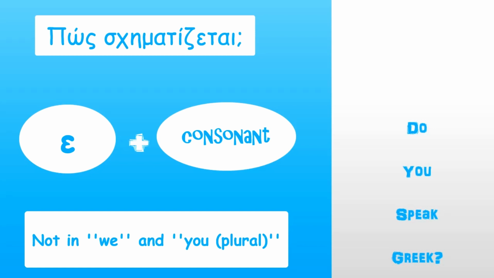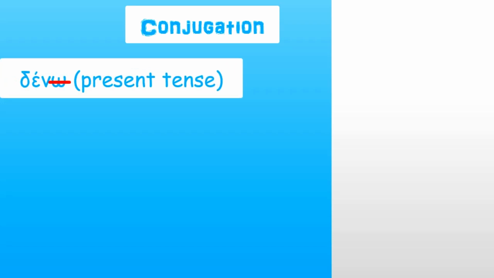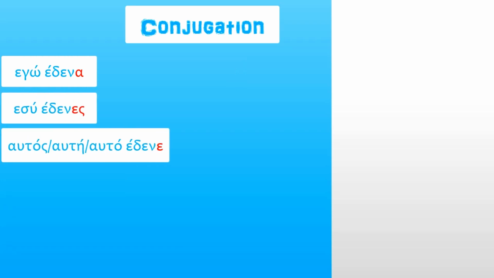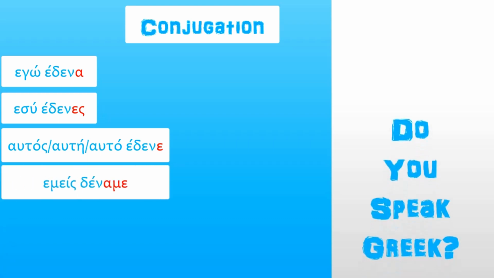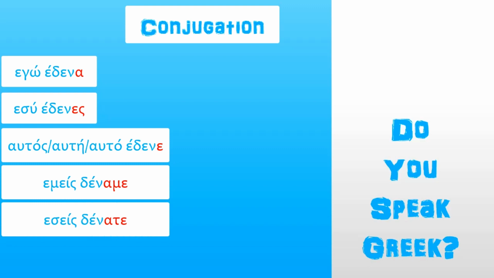Let's see the conjugation of the verb δένω. It's δένω in simple present. So we have to remove the omega at the end and then we have the root of the verb. As we said before, the epsilon in front of it, έδεν, and the endings of the past continuous. So, εγώ έδενα, εσύ έδενες, αυτός, αυτή, αυτό έδενε, εμείς δέναμε, εσείς δένατε. As we said, we delete the epsilon in these two persons.